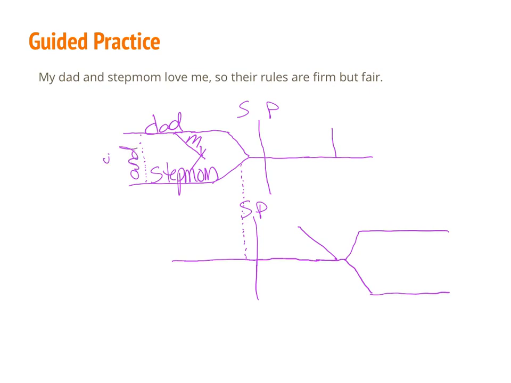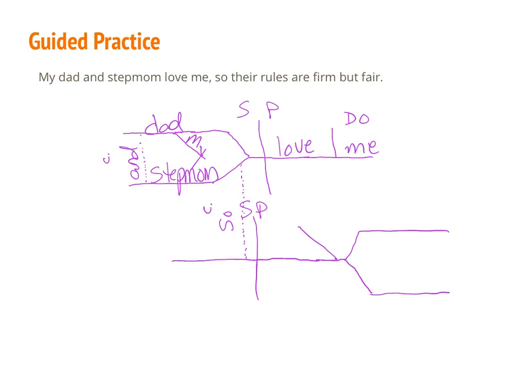What do? They love. Who do they love? Me. So therefore, love is an action verb. Me must be a direct object. My dad and stepmom love me, comma, so. So I'm going to go ahead and put the word so here. That is also a conjunction.